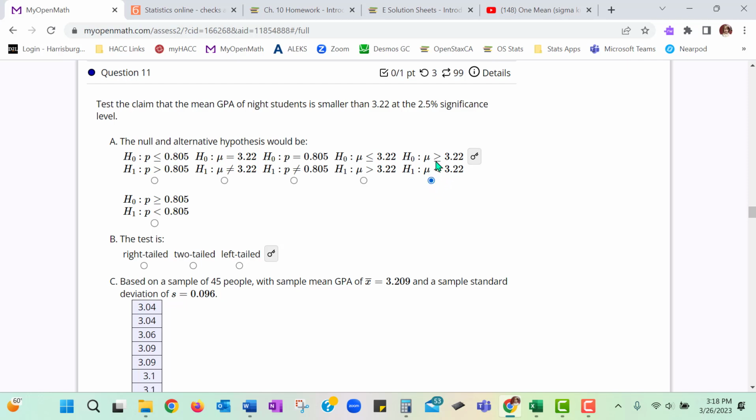So it is okay for the null hypothesis to use a greater than or equal to or a less than or equal to. As long as there's an equal to as part of it, that's okay. Okay, so this will work right here, though I probably am going to think of the null hypothesis as being equal to 3.22. Okay, so this test is right-tailed, two-tailed, left-tailed. Since we want to test whether the mean is less than 3.22, that's left-tailed.